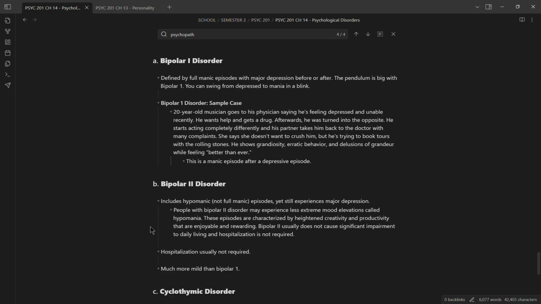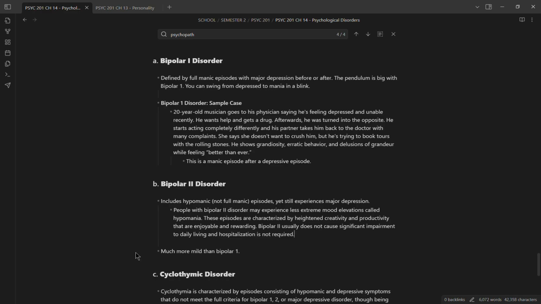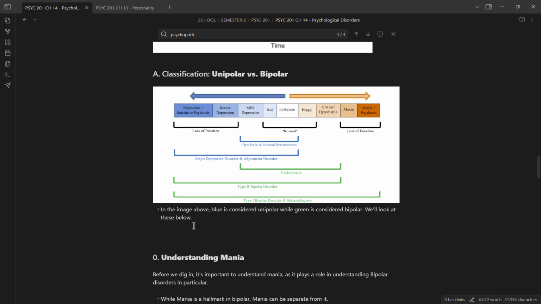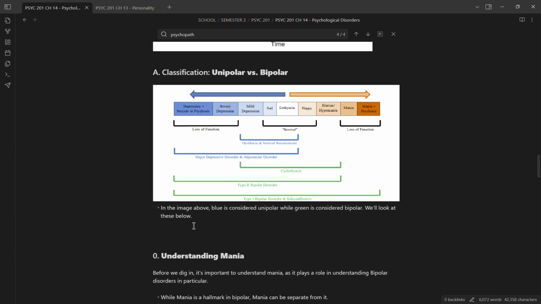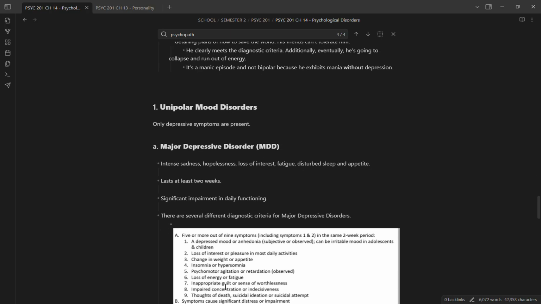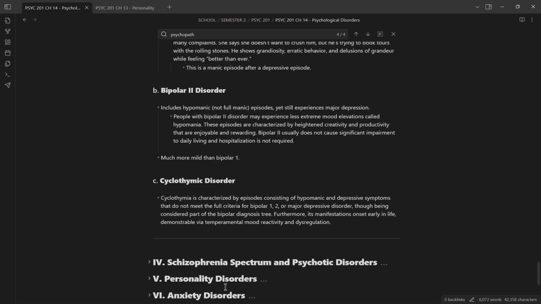Bipolar 2 usually does not cause significant impairment to daily living, and hospitalization is not required. So again, it is much more mild than bipolar 1. That's important to keep in mind. Bipolar 2 is characterized by depressive episodes as well as hypomania, so kind of just less severe symptoms. And we see that when we look back at that graph from before. You still have major depression, to the same degree as bipolar 1, but you don't have full mania. You have hypomania. You have not experienced a loss of function as you can with full mania.